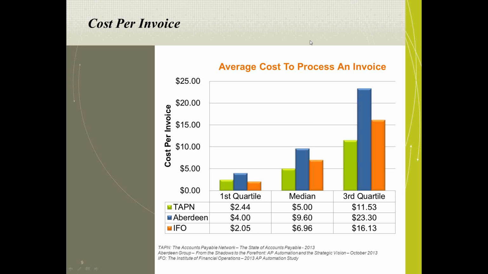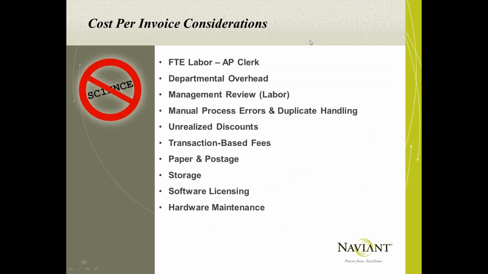This brings up a very interesting point. Why do we have all this variability to the cost? There are a number of different considerations, and nobody really measures all of their costs to process an invoice 100% the same. So you obviously have your labor that goes into it. Some people calculate the department overhead. Some even go to the point of saying, how much time does it take my managers to review my non-PO-based invoices? All the costs for processing errors, duplicate handling, missing your discounts.